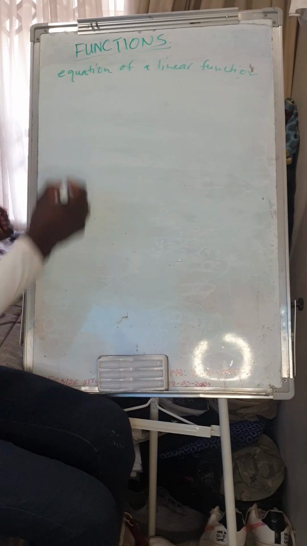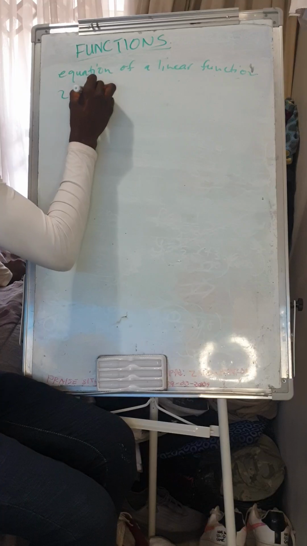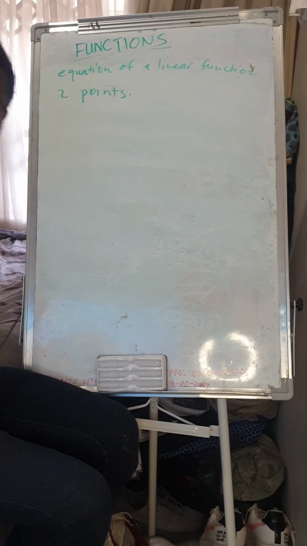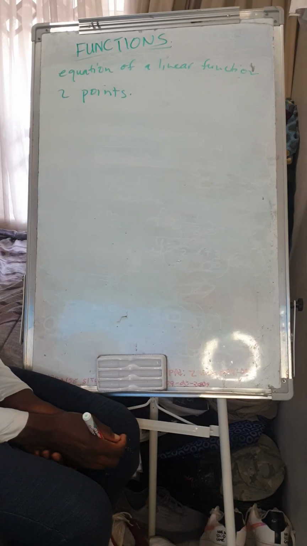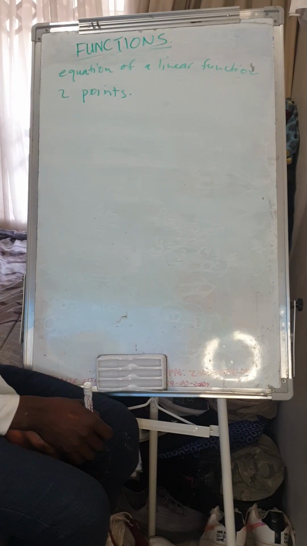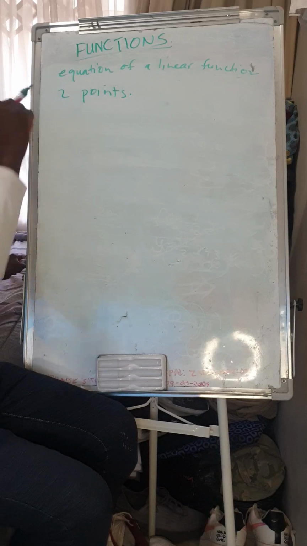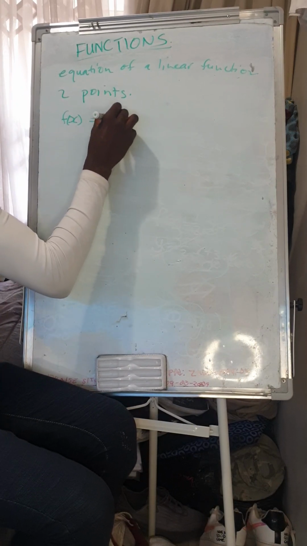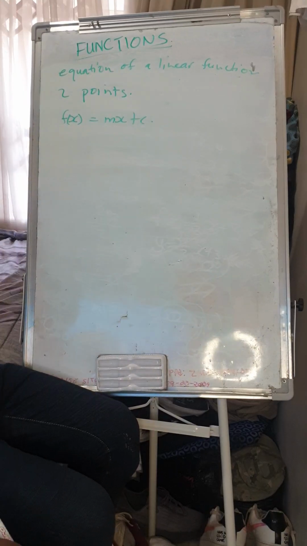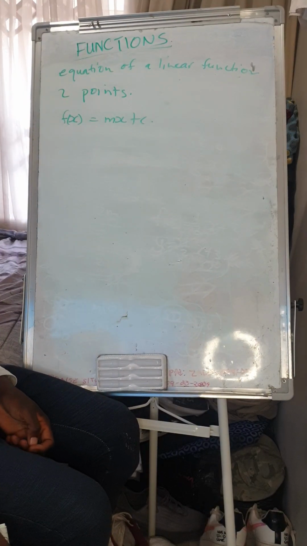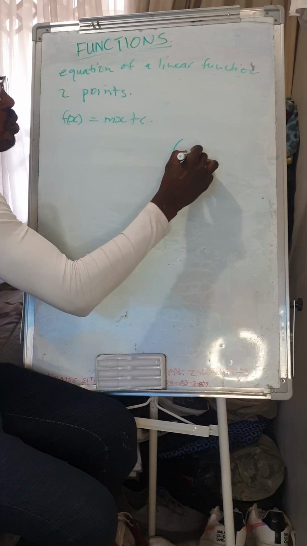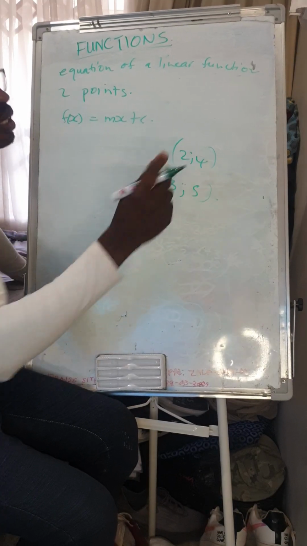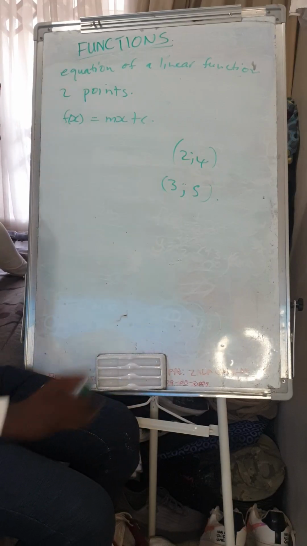You might be given 2 random points, no x-intercept, no y-intercept. What do we do there? We know f of x equals mx plus c. This is one thing that you always have to remember. Given 2, 4 and 3, 5, determine the equation. I'm just giving a general example.